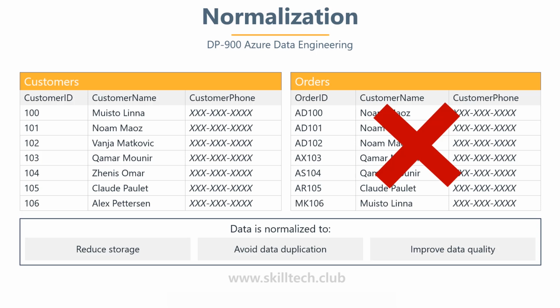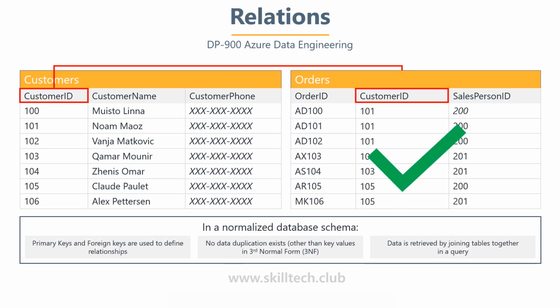When you have this kind of normalization implemented in your table structure, your table structure will improve. Instead of this wrong structure, the correct structure is like this, where customer ID is referred to in the orders table, because that's a unique primary key column. When you do this, it is normalized data, and you can see here that no duplication of data is there.